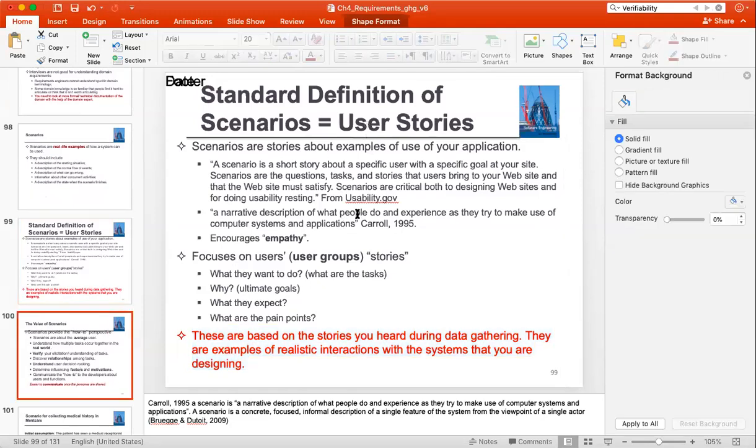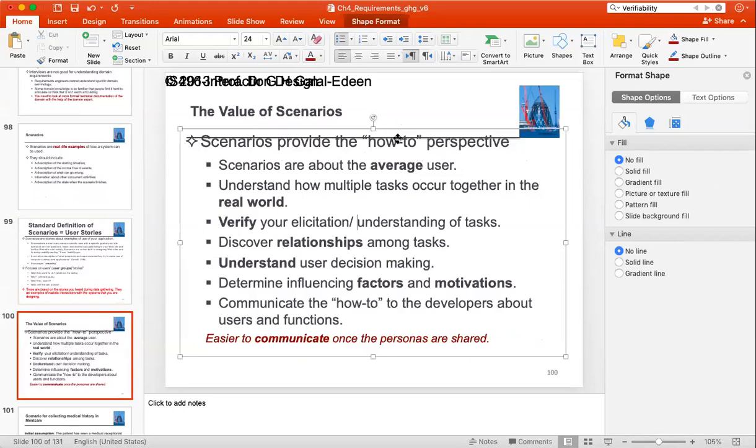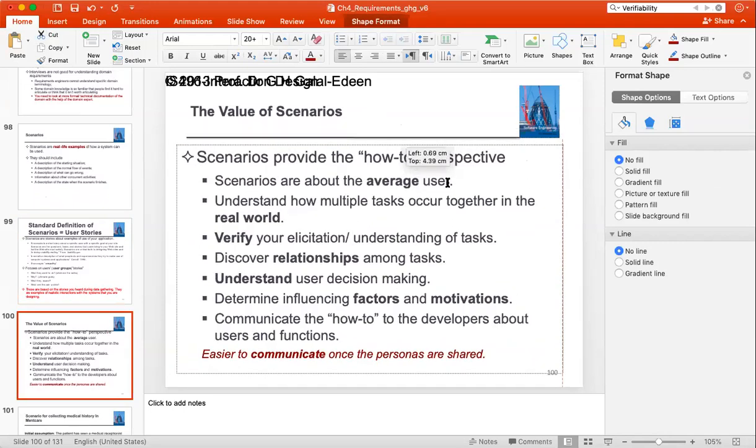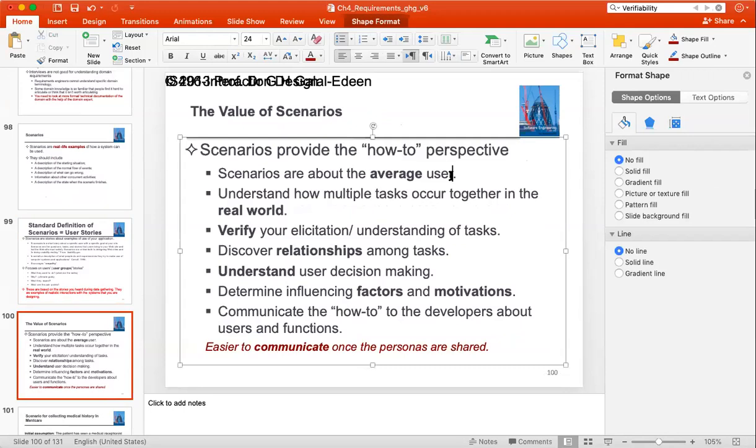Here are some values of scenarios. They give you a how-to perspective about the average user or users, because as I said earlier, we normally have user groups, types of users, and each group would have its own profile in terms of computer literacy, technology experience, maybe age and education, language proficiency, etc.